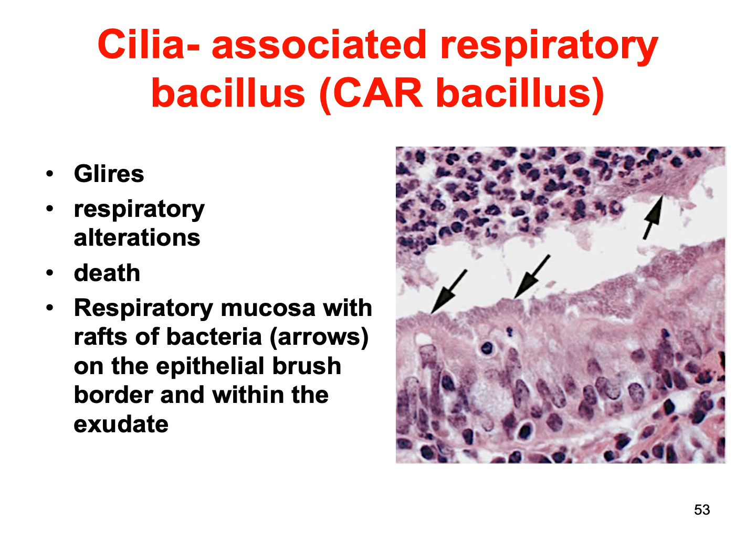The respiratory mucosa with rafts of bacteria, marked with the arrows, can be seen on the epithelial brush border and within the exudate. Of course, this histological picture is not enough for the diagnosis, because other bacteria can have a similar picture, so we need serological confirmation of the disease.